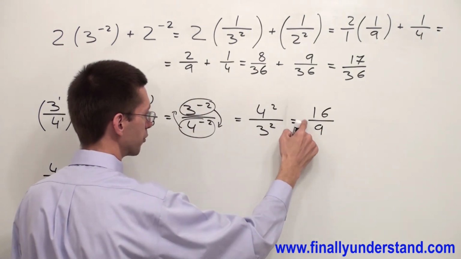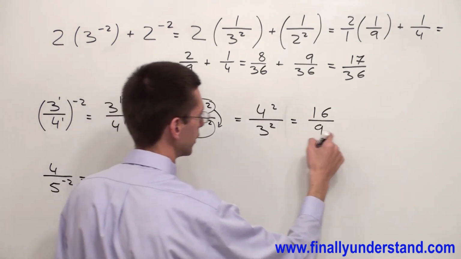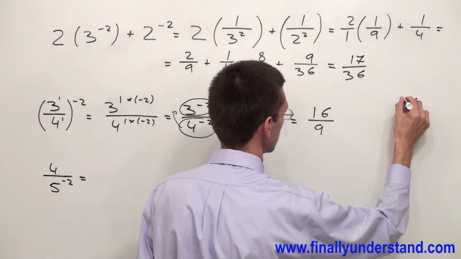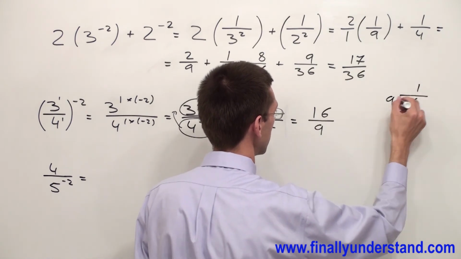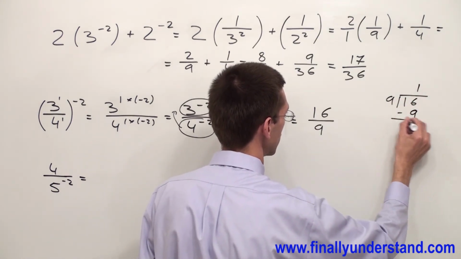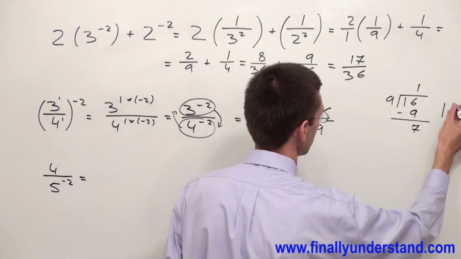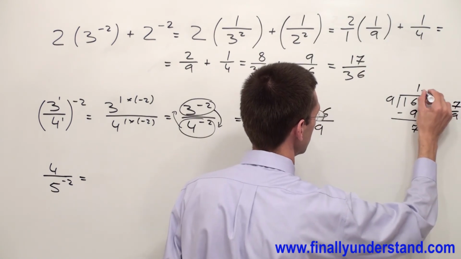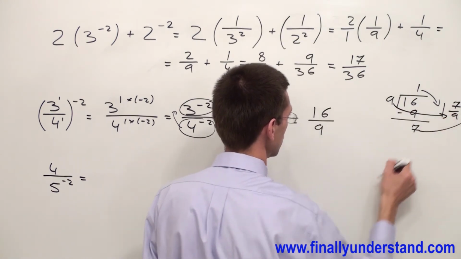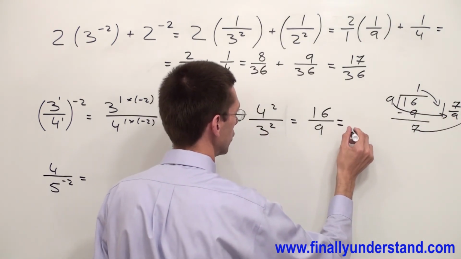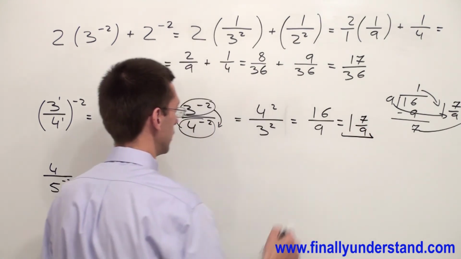This is the example of improper fraction. Most of the time we have to convert improper fraction to the mixed number. How we can do that? Make the long division. 16 divided by 9. How many times 9 goes into 16? Once. 1 times 9 is 9. Subtract 16 minus 9 is 7. So this is 1 and 7 9s. Remember, the top number goes to the front, remainder goes to the numerator, and divisor goes to the denominator. That's why my answer is 1 and 7 9s.